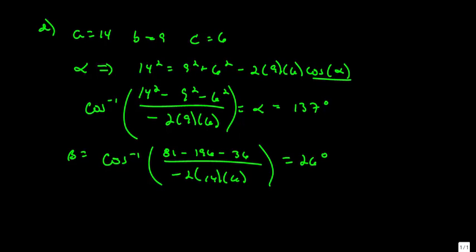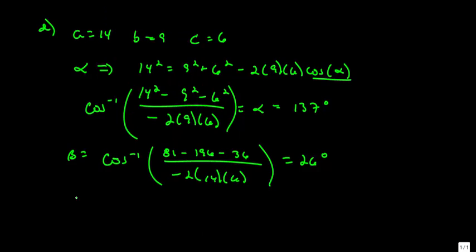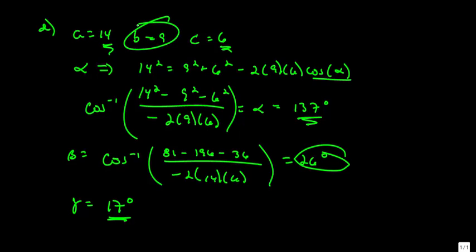And now, of course, you can check the last one to see what you get, but you could just take 180 minus those two, and that'll give you your third angle. So if you take 180 minus 137 minus 26, you get 17 degrees. So gamma, 17 degrees. Smallest angle, smallest side. Largest angle, largest side. Middle, middle. So it's an easy way to go back and check to make sure you're solving these correctly.